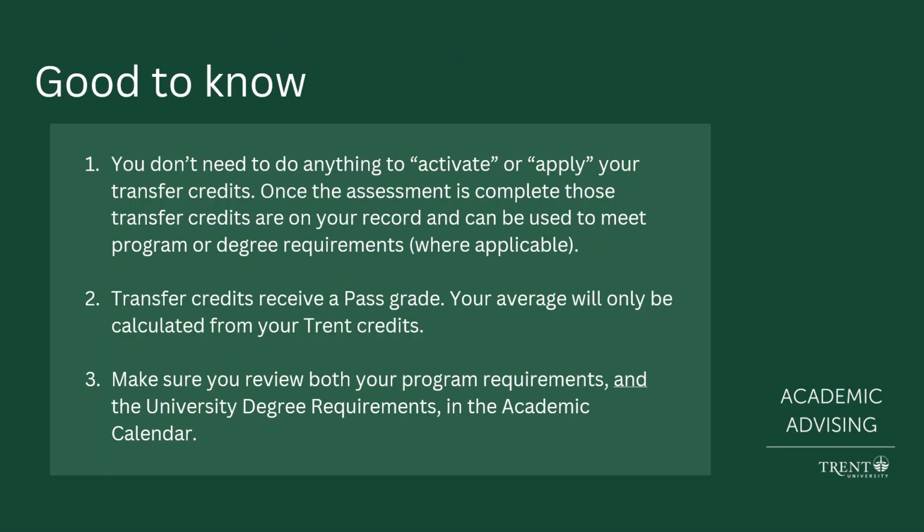It's good to know that you don't need to do anything to activate or apply your transfer credits. Once the assessment is complete, those transfer credits are on your record and can be used to meet program or degree requirements where applicable. Transfer credits receive a pass grade. Your average will only be calculated from your Trent credits going forward. Make sure you review both your program requirements and the university degree requirements in the academic calendar.